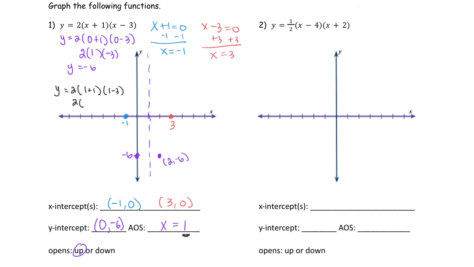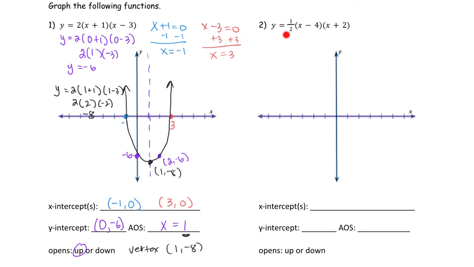So I have 2 times, and then 1 plus 1 is 2. 1 minus 3 is -2, and if I multiply all of those together, I get -8. So my vertex would be at 1, -8, which would be right around here. So 1, -8. And this is just a rough sketch, but you can see we get that nice U-shaped curve that we can connect. And that's the graph of y equals 2 times x plus 1 times x minus 3.